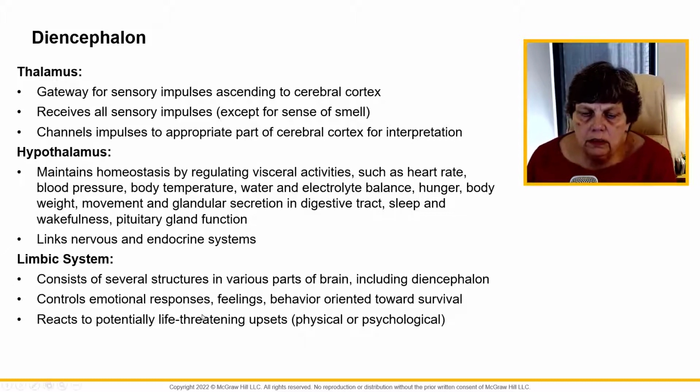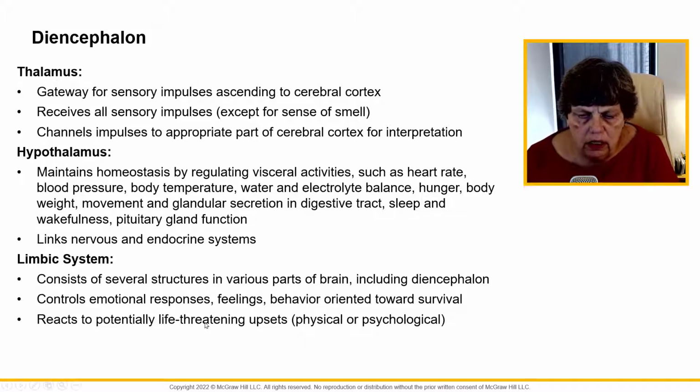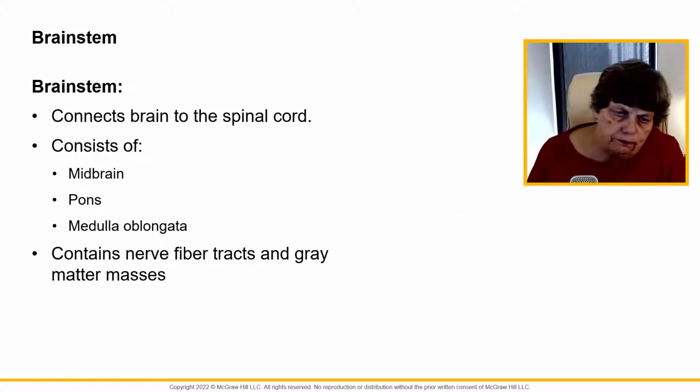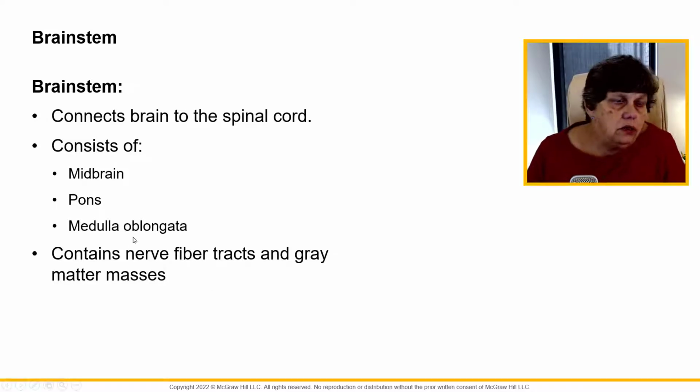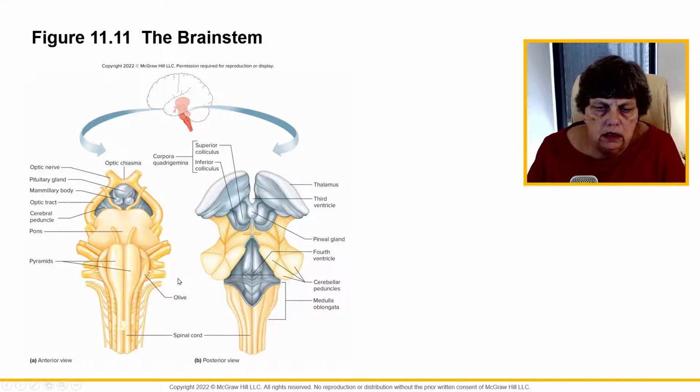The limbic system, there are several structures in there, but this is emotional responses, that emotional impact, your feelings, your behavior, wanting to survive, reacting to life-threatening situations. Okay. All right, so down to the brain stem. Midbrain, pons varolii, and the medulla oblongata. This connects the brain to the spinal cord itself, and you've got these nerve tracts and this gray matter.